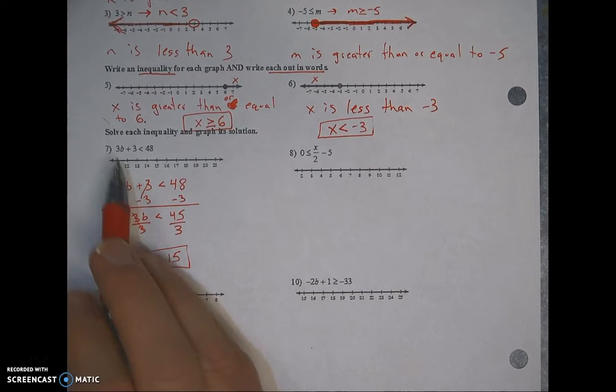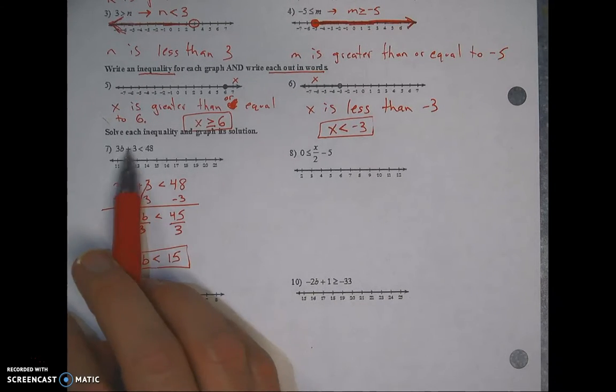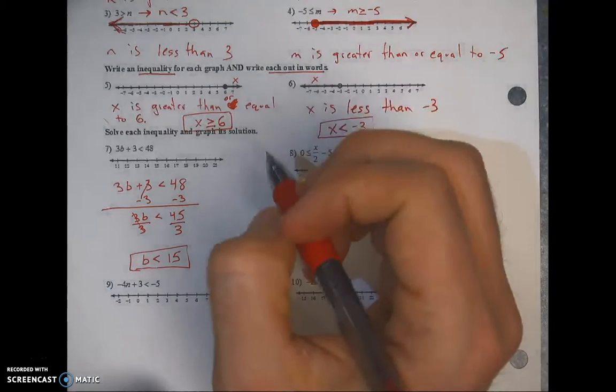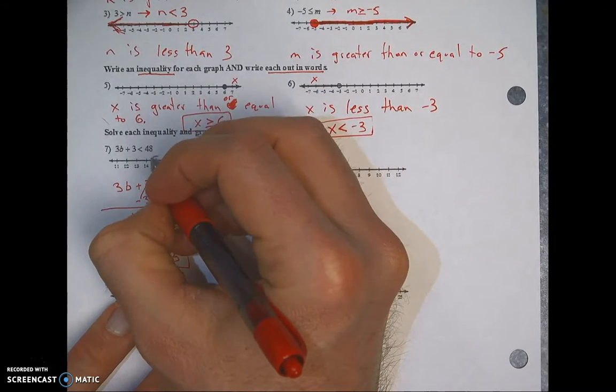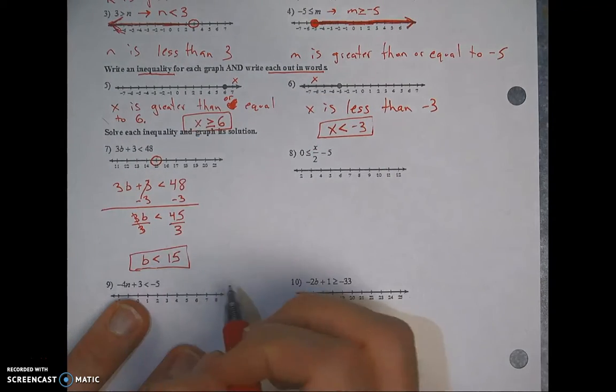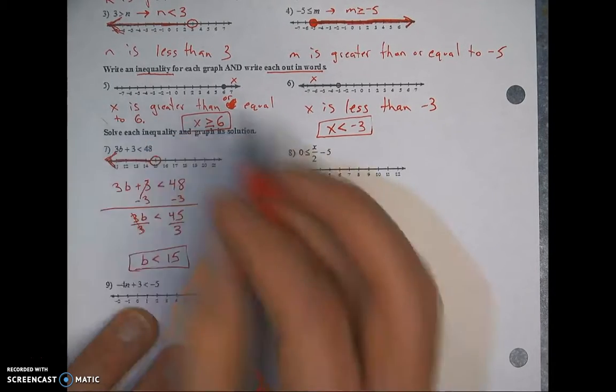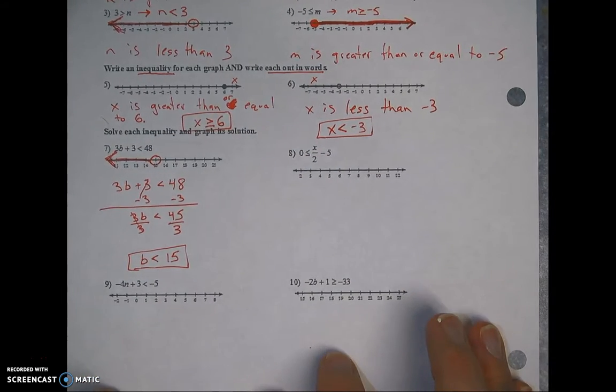So any number that I plug in that's less than 15 is going to make this true. Any number more than 15 is not going to make this true. And 15 itself is not going to work either because it's not equal to. So let's put this on the graph. 15, open circle because it's not included, less than 15. Looks like this.